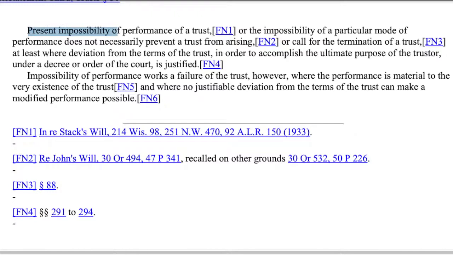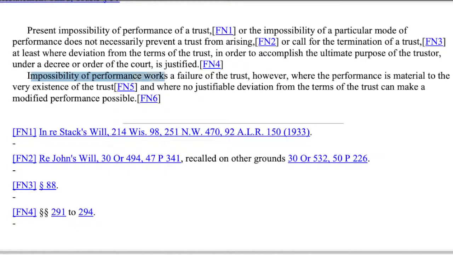Present impossibility of performance of a trust, or the impossibility of a particular mode of performance, does not necessarily prevent a trust from arising or call for the termination of a trust, at least where deviation from the terms of the trust, in order to accomplish the ultimate purpose of the trustor under a decree or order of the court, is justified. Wow.